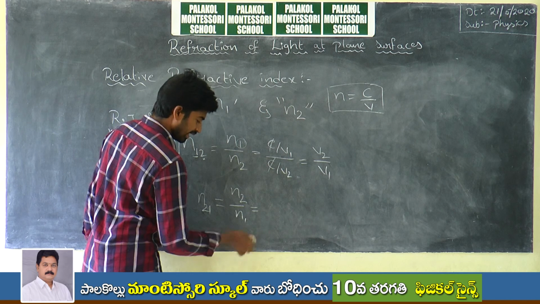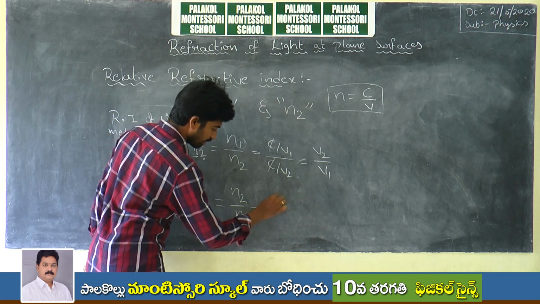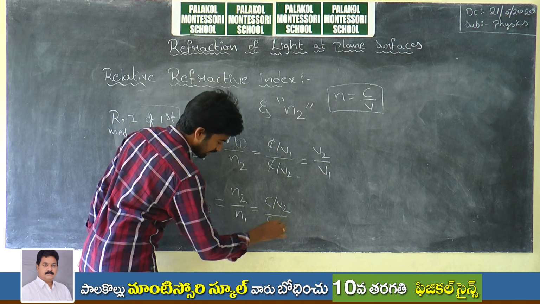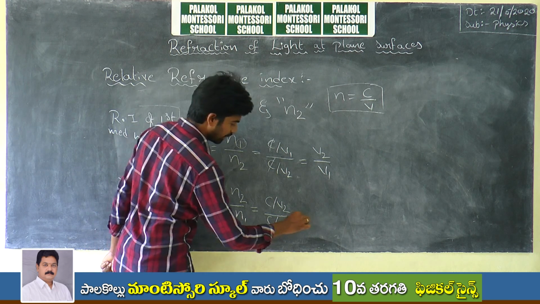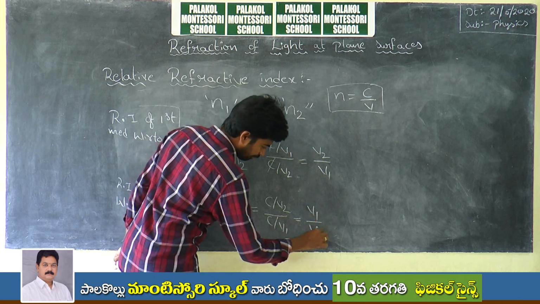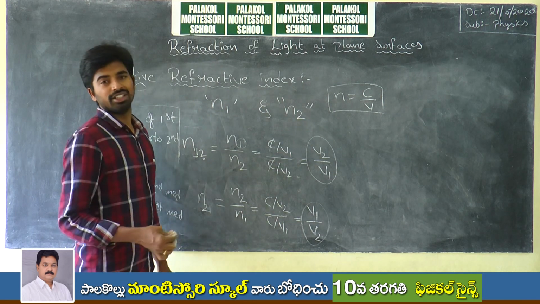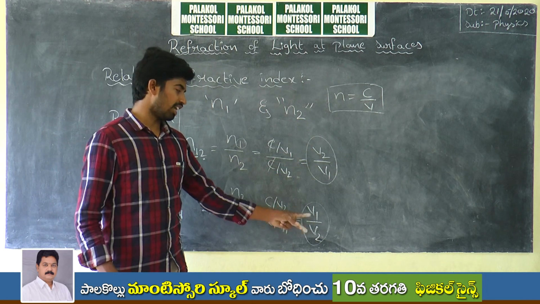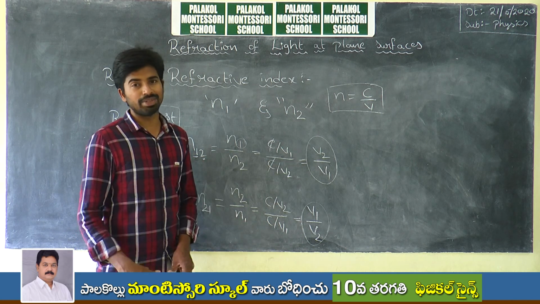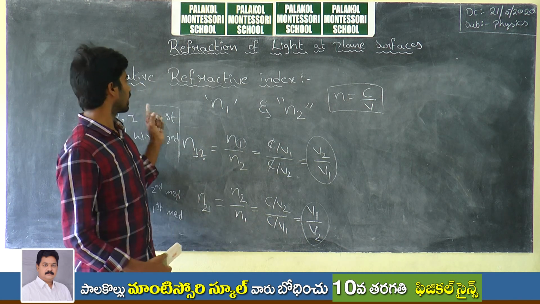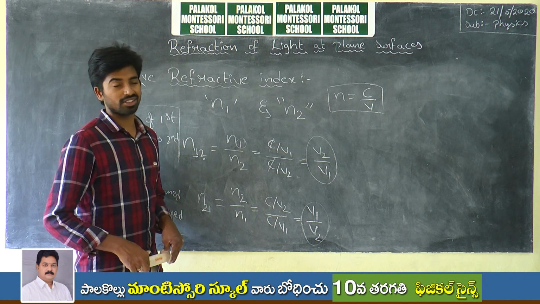You can represent it as C by V2 by C by V1, that is equal to V1 by V2. So the relative refractive indices can also be found by using the velocities of light in the mediums. So this is about relative refractive index.